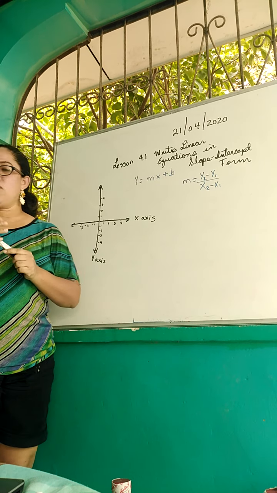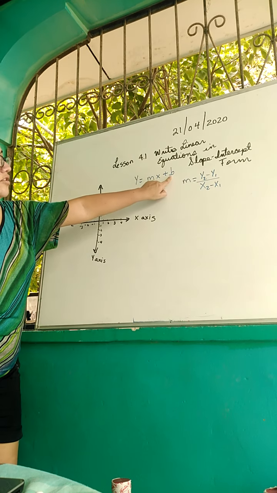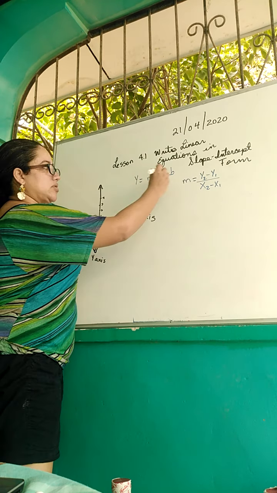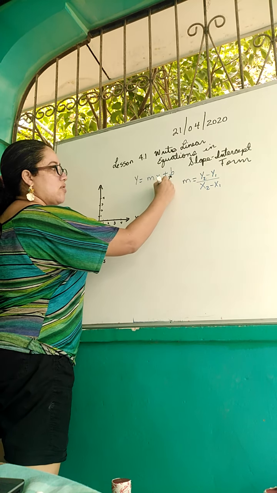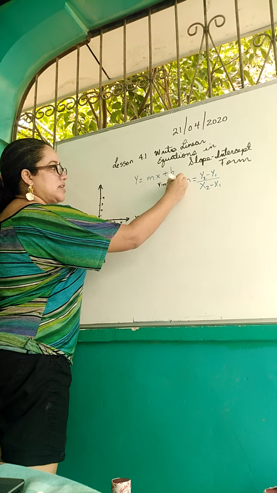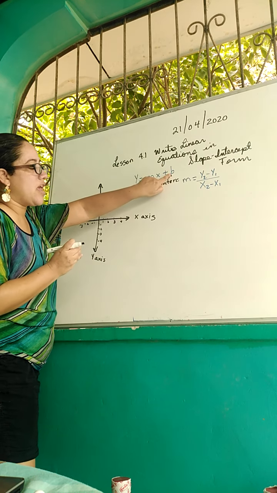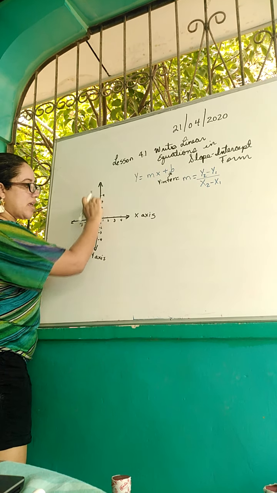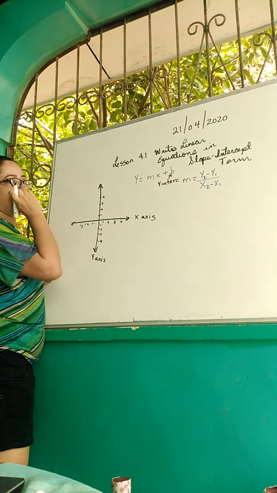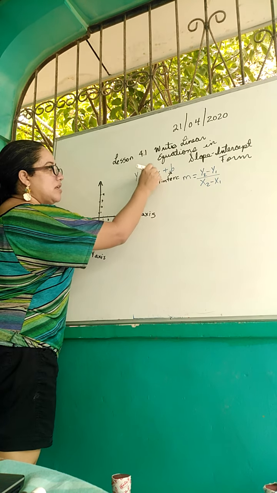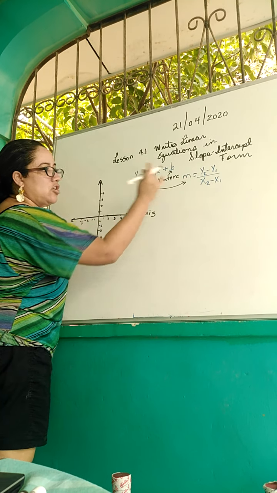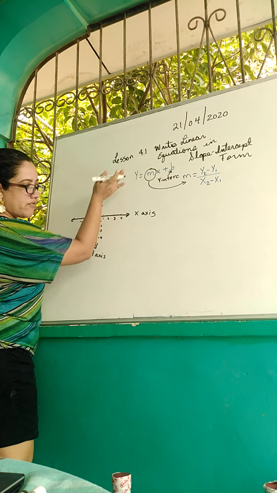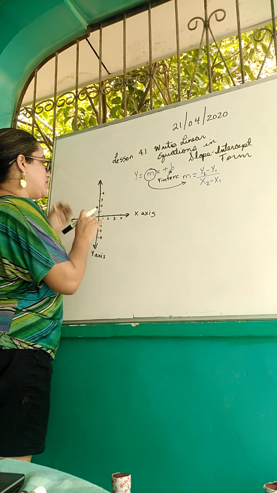Okay, so let's remember, the b stands for the y-intercept. This is the point where the line will touch the y-axis. And the m is the slope, if it's going to go up or down, if it's going like this or like that, the sign of inclination.